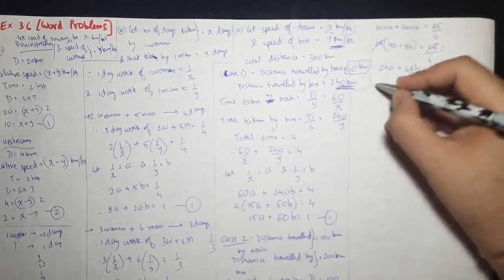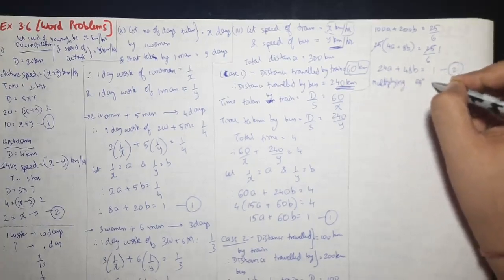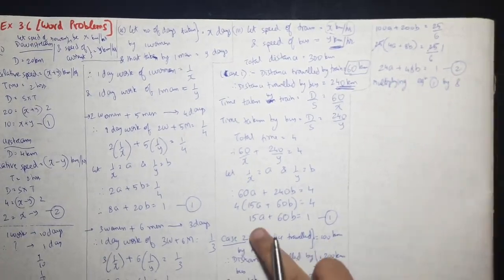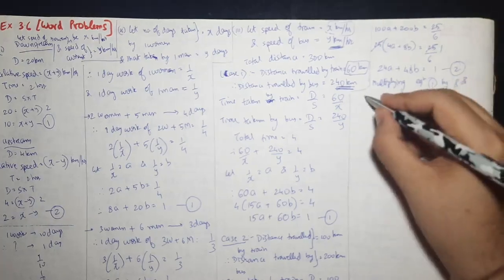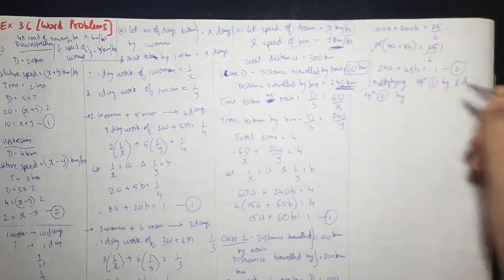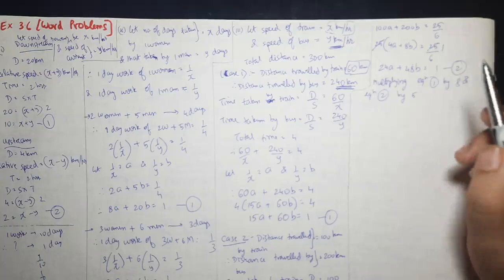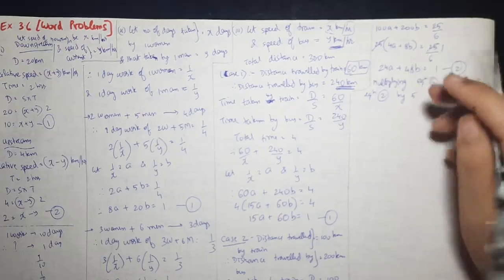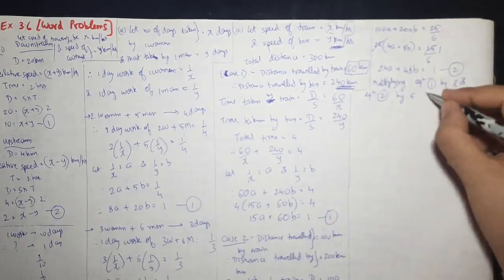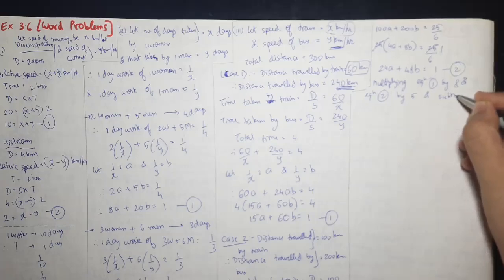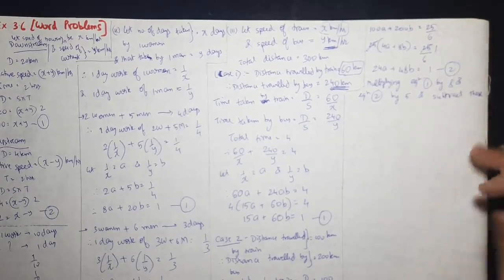LCM will be 120. So multiplying equation number 1 by 8, if I multiply the equation by 8, it will become 120. And equation number 2 by 5. If I multiply 24 with 5, it will become 120. Now after making them equal, both are having same sign, so they should be subtracted, and subtract these equations.